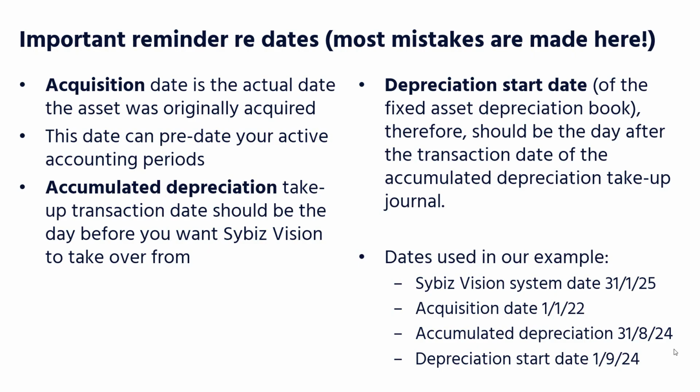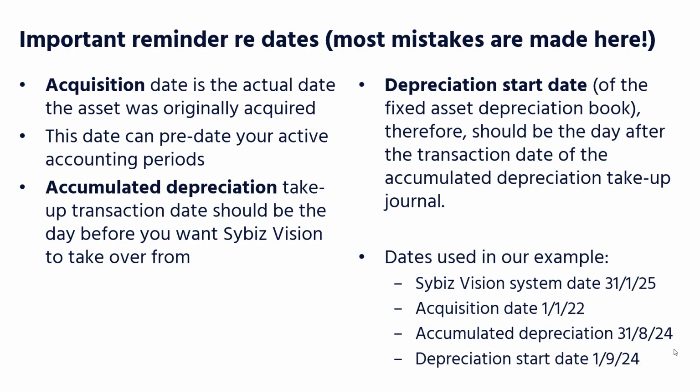Okay, so just to reiterate those points from the previous slide, this is where most mistakes are made, so it's a good one to pay attention to. The acquisition date is the actual date of the original acquisition of the asset, and that can predate your active accounting periods within Sybiz Vision. The accumulated depreciation date, i.e. the date you enter for your depreciation journal in the fixed asset import, is the date before you want Sybiz Vision to take over the calculations for depreciation.